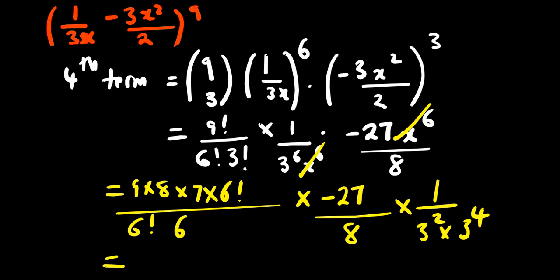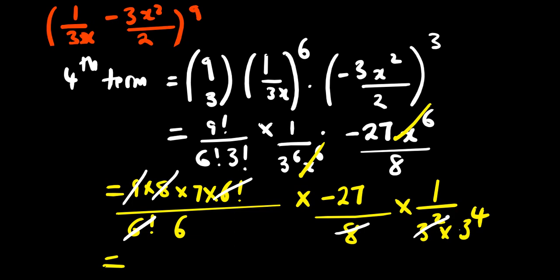So the 6 factorial and the 6 factorial will go. Then what other thing can we cancel? 3 squared, that is 9. It can go with the 9 here. Then we've got 8 and 8 can go. We remain with 6, negative 27 and 3 to the power 4.